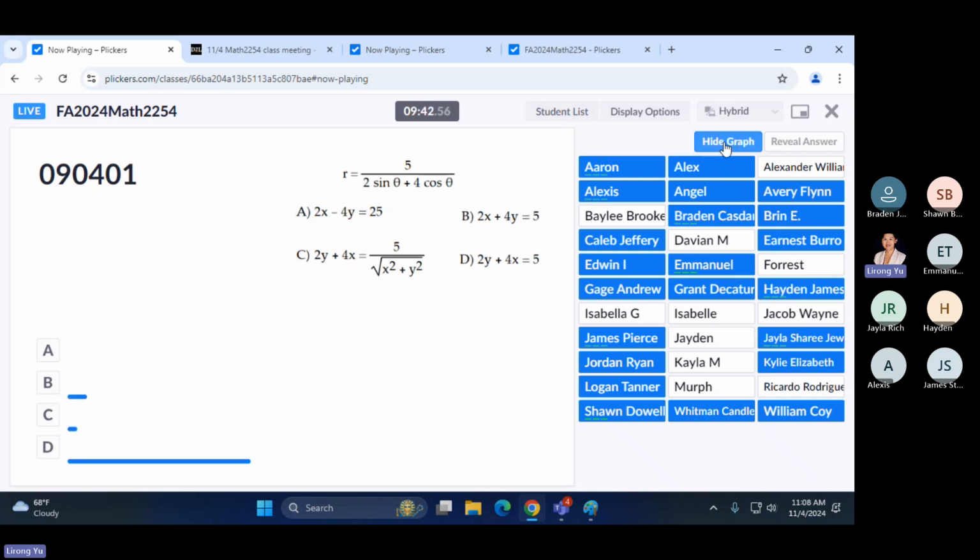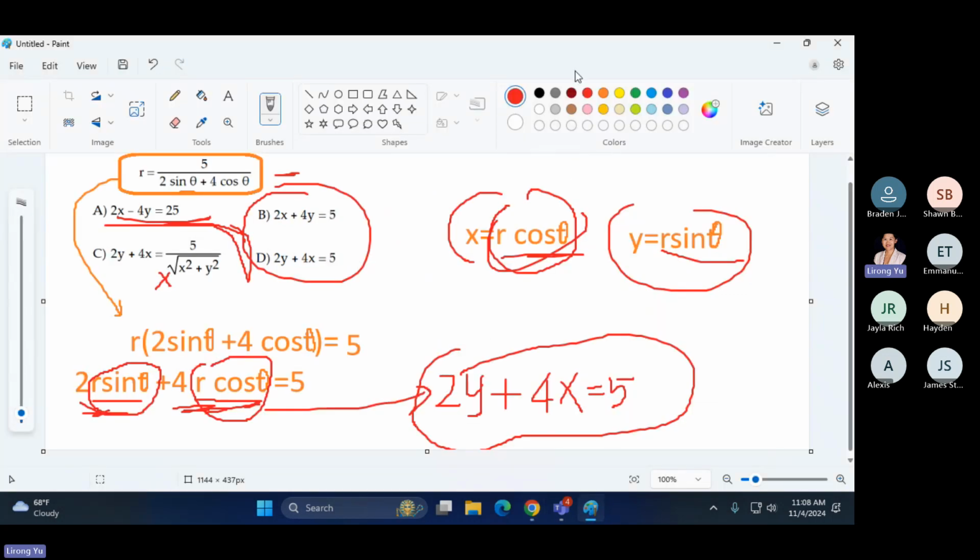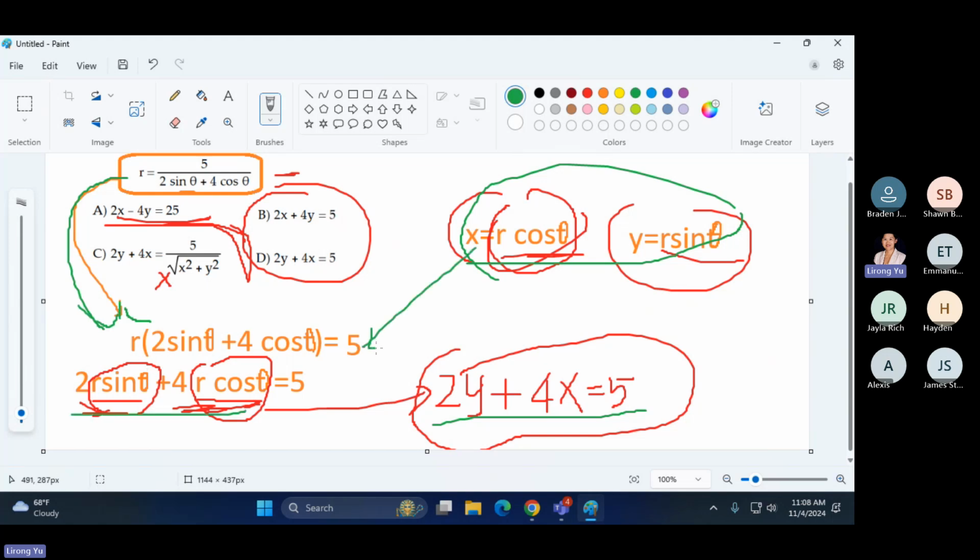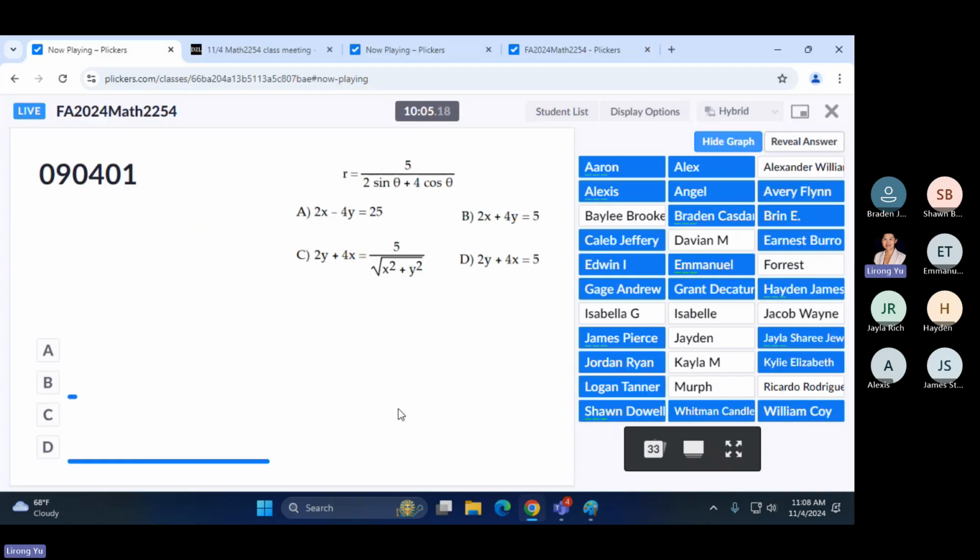Oh, the answer is D. Have I not mentioned it? It's 2y plus 4x equal to 5. That was a conversion equation. This is how to convert from one equation to this. Applying the conversion equation, we realize it's this, so it's D. And you hadn't chosen the right answer yet. Hayden, are you not online? It's D, as in the last one, number 4.